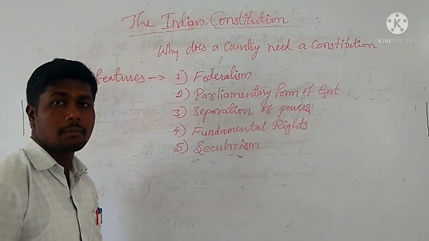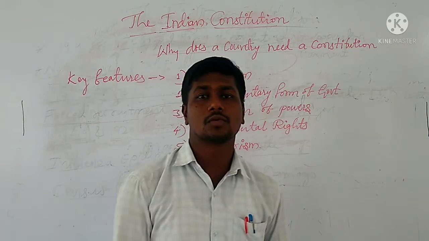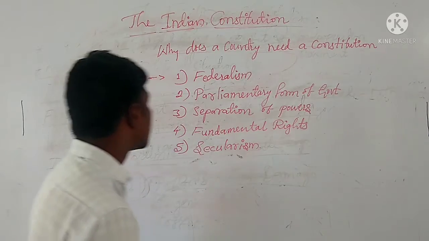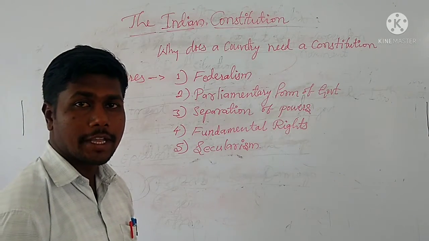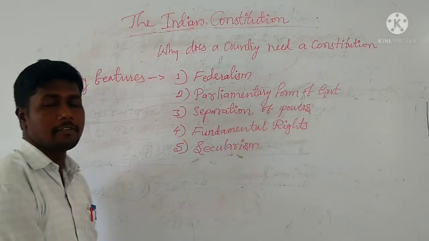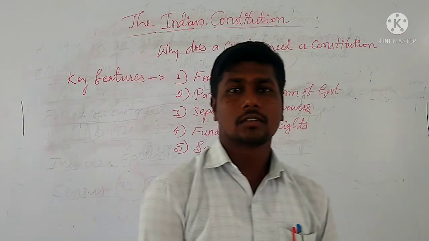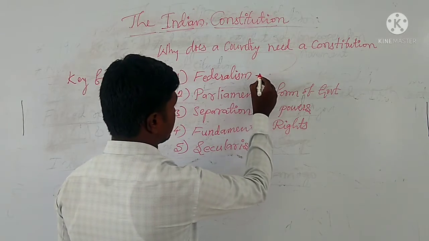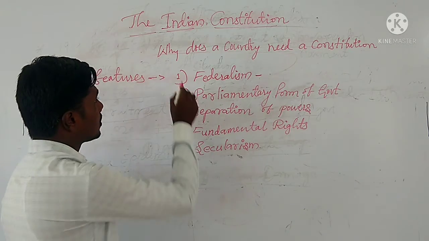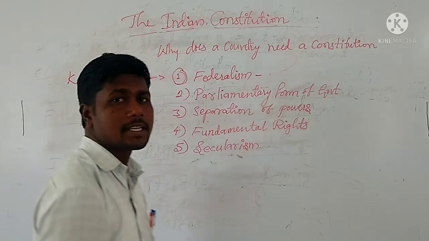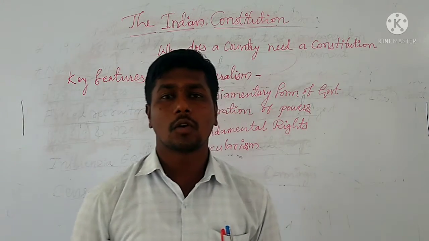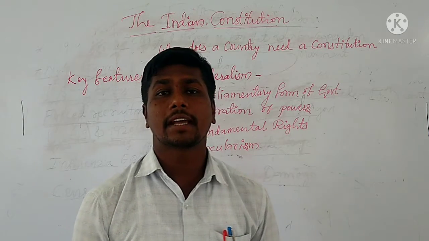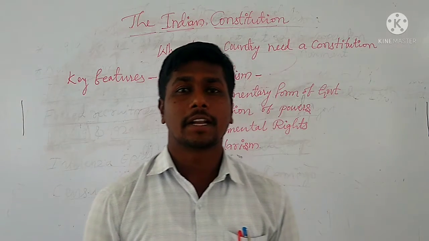And after this, the second main concept of this chapter is the main key features of the Indian Constitution. What are the main key features of the Indian Constitution? Altogether there are five major key features of the Indian Constitution. So which are those? First one, federalism. Federalism means the existence of more than one level of the government. Existence of more than one tier of the government is called federalism.